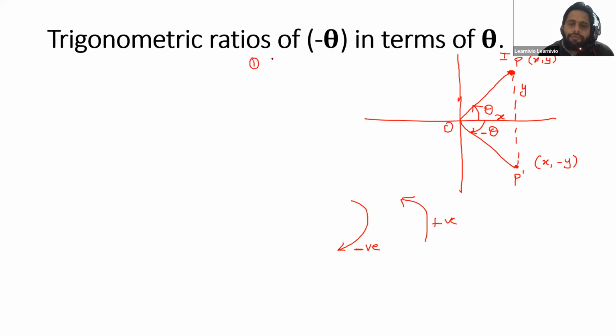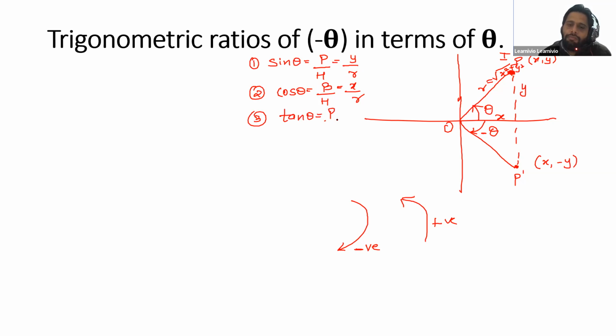Now, first of all, we will check for sine theta. Sine theta is what? Perpendicular by hypotenuse. Again, we have an r here, which is under root of x squared plus y squared. Now, what is the perpendicular here? Y. And what is hypotenuse? R. So sine theta is equal to y by r. Second, we will find out the cos theta, which is base by hypotenuse. Base is x, hypotenuse is r. Third, tan theta is perpendicular by base, which is y by x. Now we will talk about this triangle.